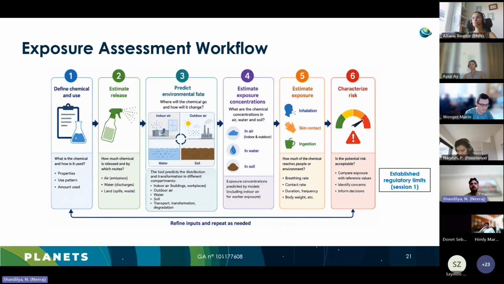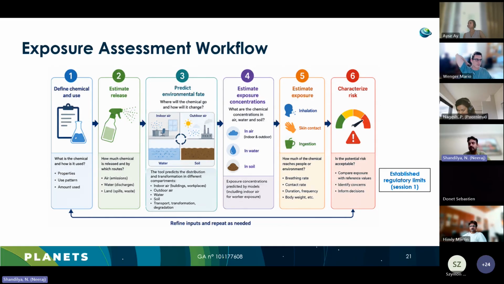And finally, the risk characterization. So what we do is, once we have this exposure concentration, we compare it with established regulatory limits. Now, this has been talked about in the session 1. For different chemicals, we have regulatory established limits. They could be occupational exposure limits, or they could be some other reference values determined by the European government, or European Commission, sorry, or it could be some national governments or something like that.